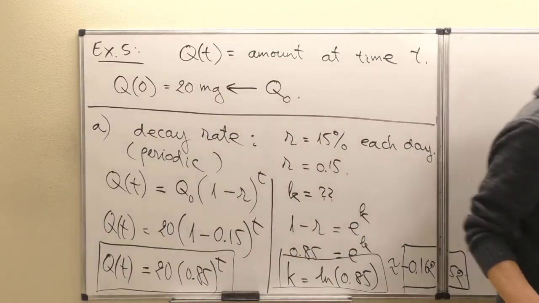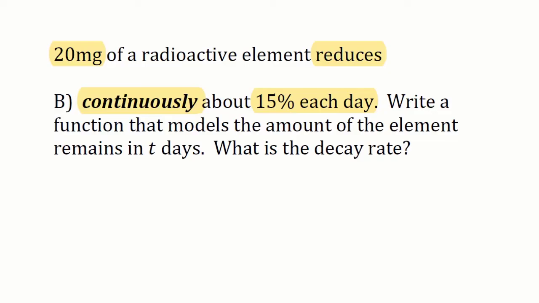Okay, but now in our problem, here is part B. Just think about if we are doing this problem completely from scratch, without seeing part A, treating it as one independent problem on its own. Then yes, we still want to eventually write a function that models the amount of the element that remains in t days. But this time we have to stick with the continuous decay model, because the rate is indicated, as I explained earlier, as reducing continuously about 15% each day.